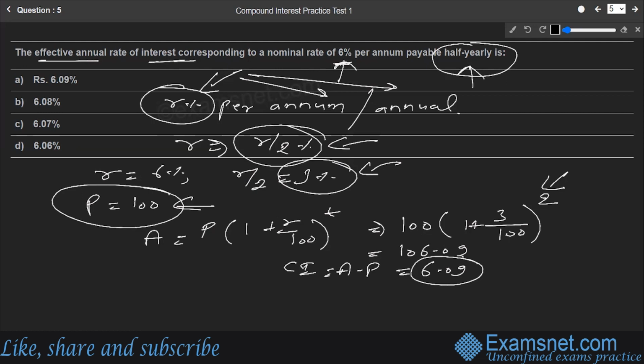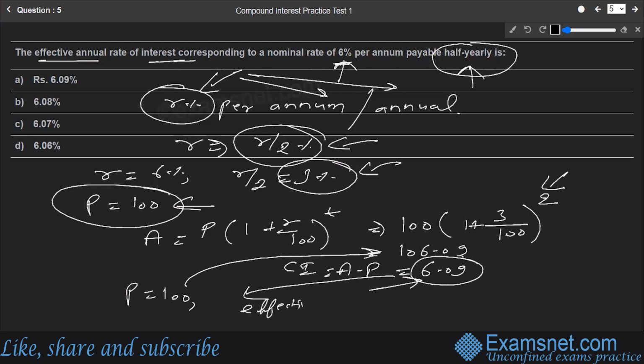But if you want to have the same result in one go, how much would you have to keep the rate of interest as? For a principal of 100, you will just keep 6.09, so that by a single calculation you can directly reach 106.09. That is what is called the effective rate of interest: instead of going in two steps, if you want to achieve the same result in one go, how much should the rate be?